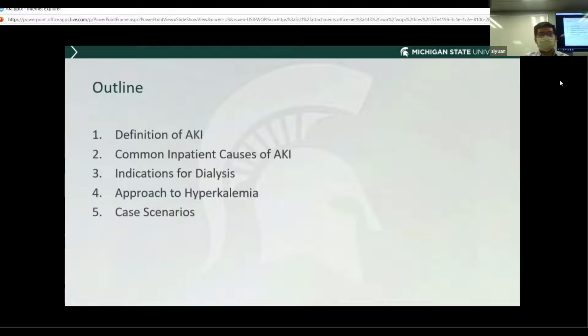We're going to talk about the definition of AKI, the common causes of inpatient AKI, indications for dialysis, and approach for hyperkalemia. And lastly, we're going to go through 3 cases and talk about them.